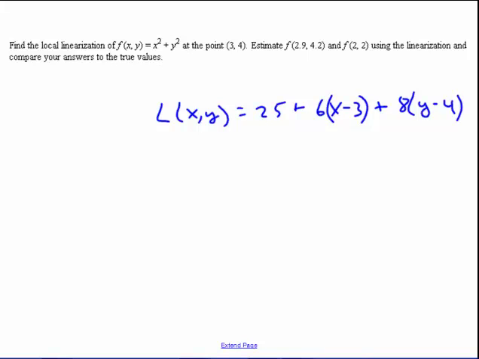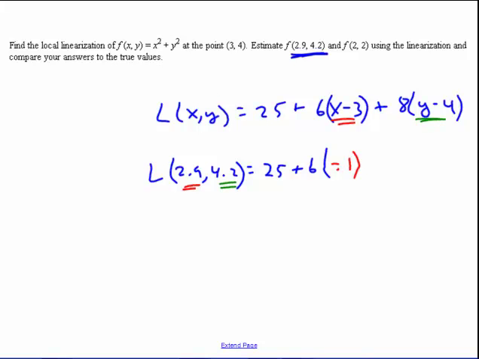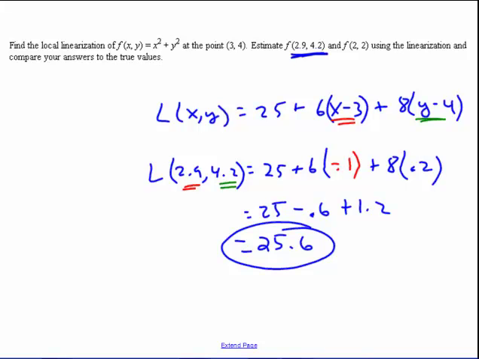If I wanted to approximate this point here, L of (2.9, 4.2), that's going to equal 25 plus 6 times, putting 2.9 in for x, I'll get negative 0.1 back, and putting 4.2 in for y, I'll have 0.2. So we get 25 minus 0.6 plus 1.2, which equals 25.6. Well, how did we do at approximating it?